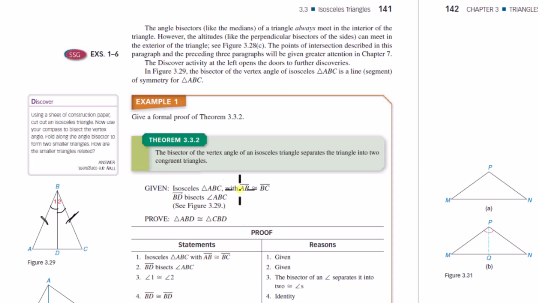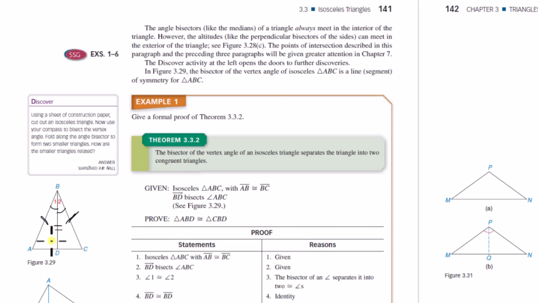With just this information, can we prove that these two triangles that are created here, this triangle ADB and CDB, are congruent? Well, okay, let's see. We have a common side here, BD. And yeah, there you go, side angle side. So we can state by side angle side that these two triangles are congruent. So yeah, that theorem is true. And so yeah, it makes sense that this angle bisector line of an isosceles triangle, the angle bisector that comes from the vertex angle of the isosceles triangle, is a line of symmetry.